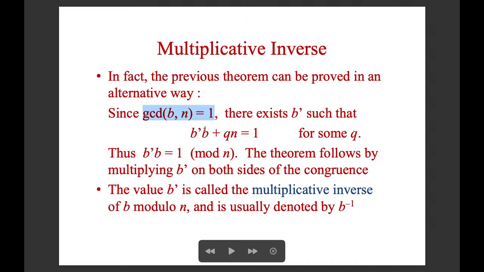So B prime times B and 1 will have the same remainder when we divide by n, right? When we divide by n, the remainder on the left-hand side will be B prime B, and the remainder on the right-hand side will be 1. So B prime B is equal to 1 modulo n. Now, if this is the case, then what can we do? We know that for some B prime, after multiplying with B, it becomes 1 modulo n.